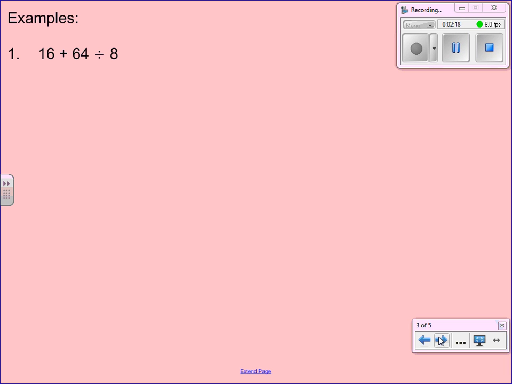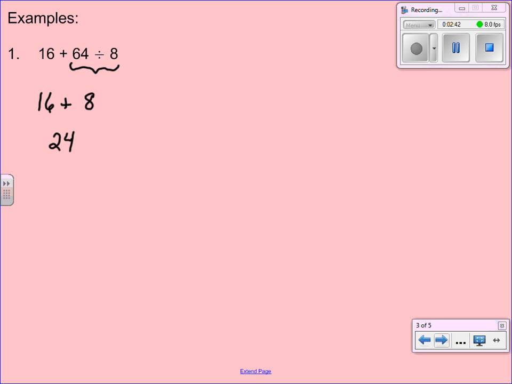Now let's take a look at some examples. In example number 1, if we follow the order of operations, we do not see any parentheses, we do not see any exponents. We do have the multiplication or division. In fact, we got the division first. So we would do 64 divided by 8, we just carry the 16 down. And then you would do addition. 16 plus 8 would give us 24.